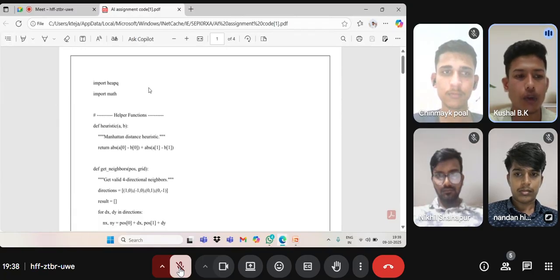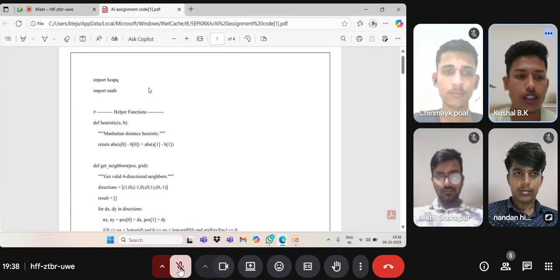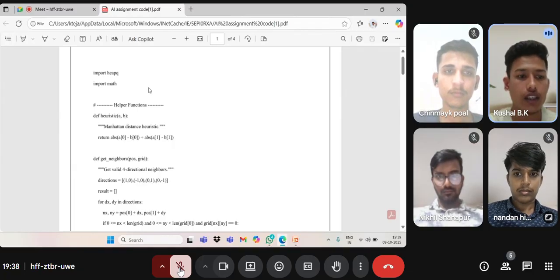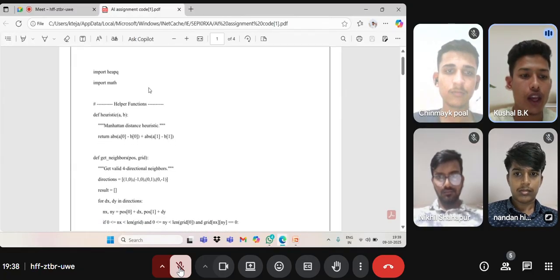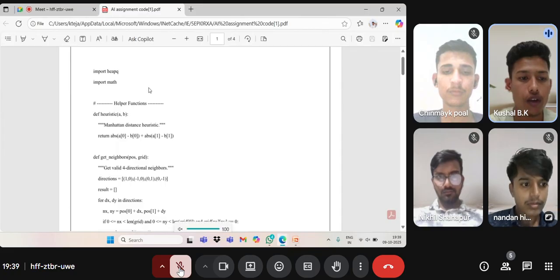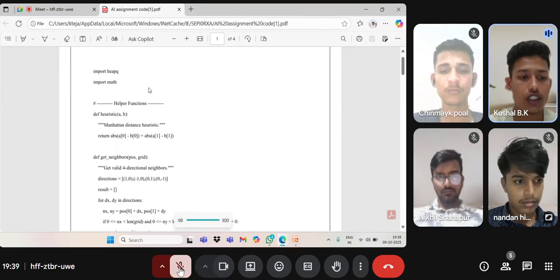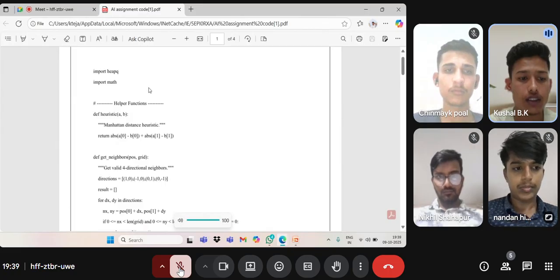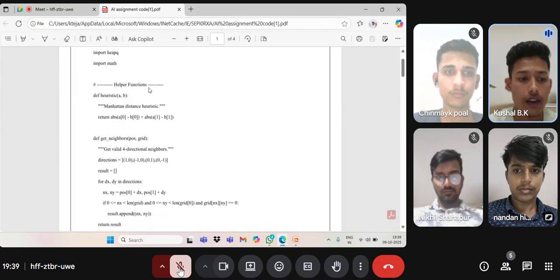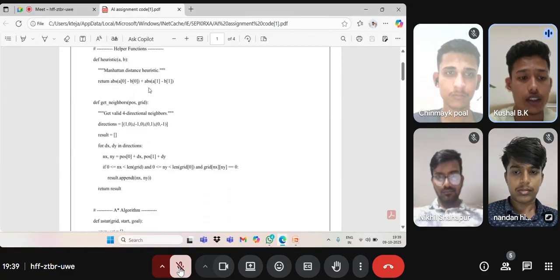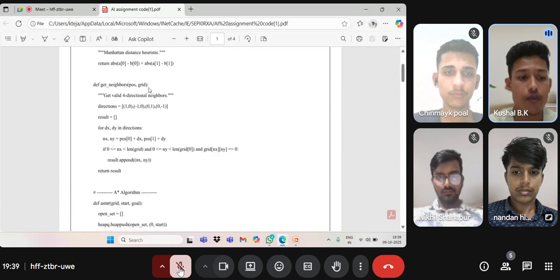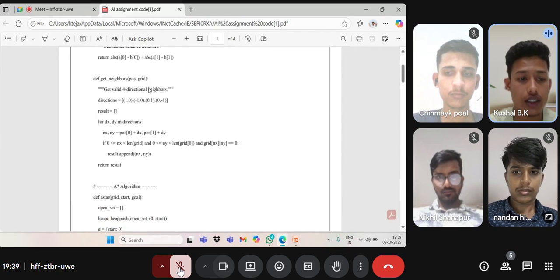Thank you, Chinmay. Now I am going to explain the code part of the evaluation of A star search and greedy best first. Here we are importing some header files, like import math, and the helper function we used as heuristic. It means Manhattan distance heuristic, and we get neighbors, giving valid four directional neighbors for the direction, and it gives the results.